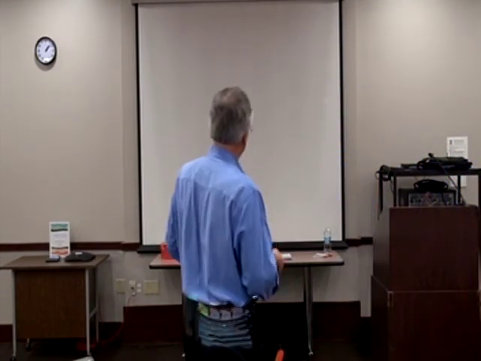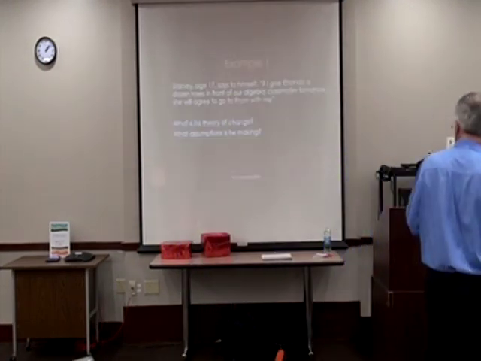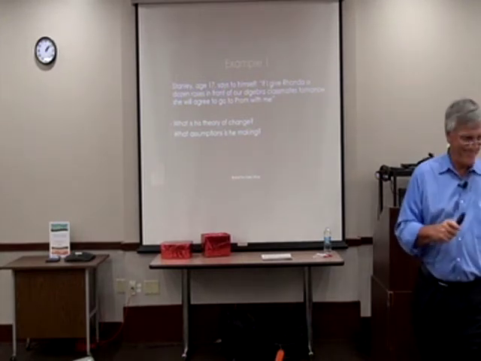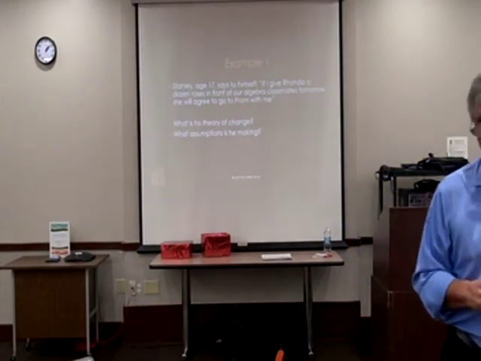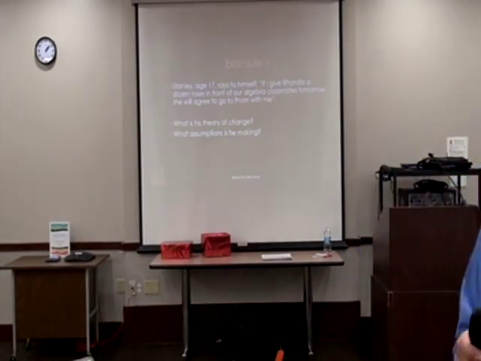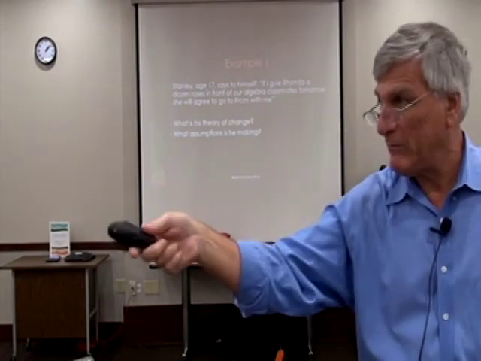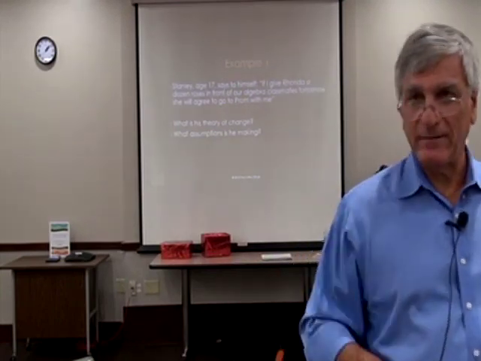Okay. Theory of change. So here's an example. Stanley, age 17, says to himself, if I give Rhonda a dozen roses in front of our algebra classmates tomorrow, she will agree to go to the prom with me. What is Stanley's theory of change? Cause and effect. What does he think cause and effect is? What's his theory of change? Okay, one possibility: if I do something nice for her, she's going to respond favorably, right? Very good.